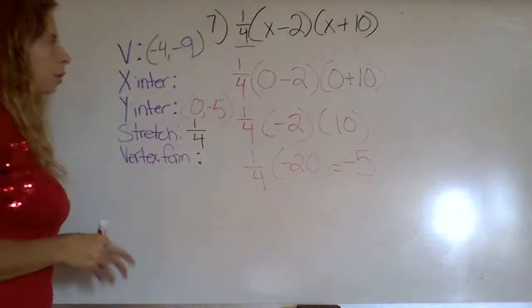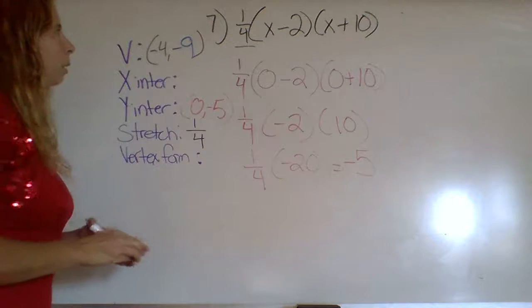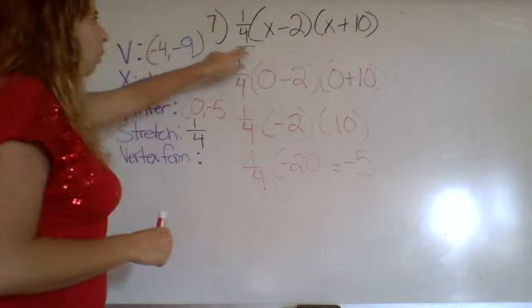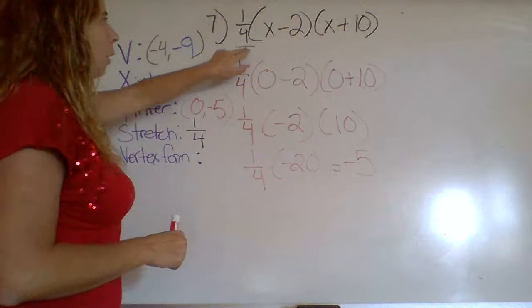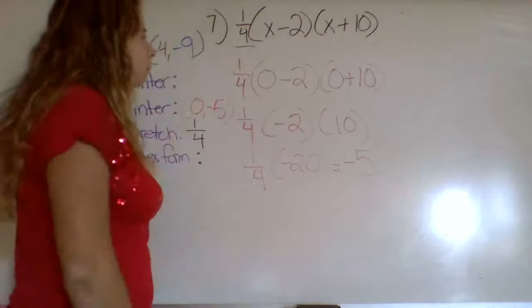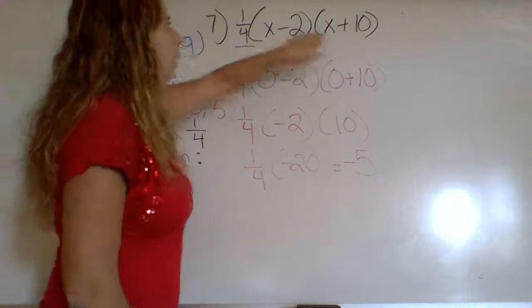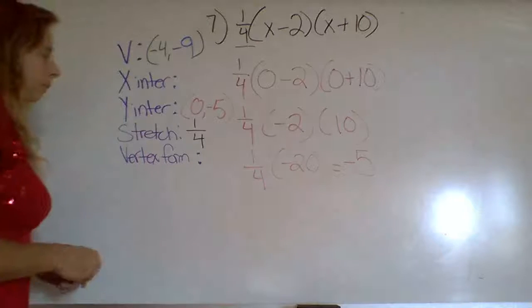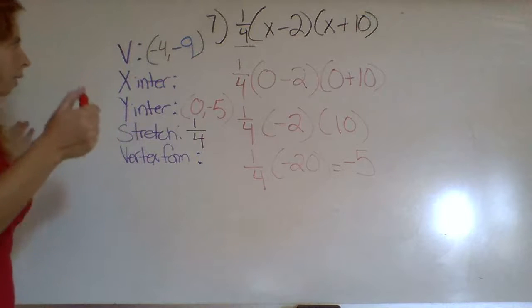Remember, the trick is you can multiply a times your factors. So 1/4 times negative 2 times 10. You just multiply all three together. That's exactly what we ended up doing here. There we go, we found everything. Hooray.